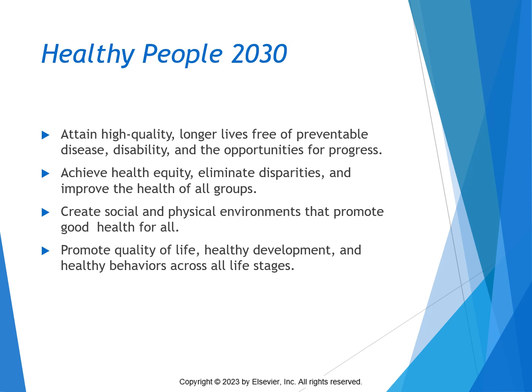Healthy People 2030 is a health promotion and disease prevention initiative by the U.S. Department of Health and Human Services. It is aimed at improving the health of people in the United States by promoting longer and healthier lives. It has 4 overarching goals.